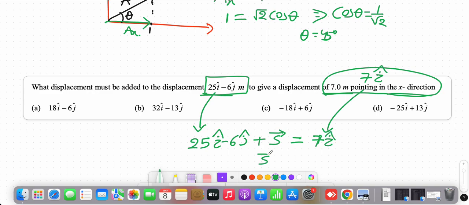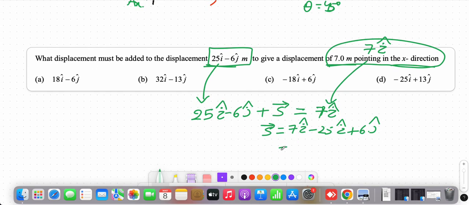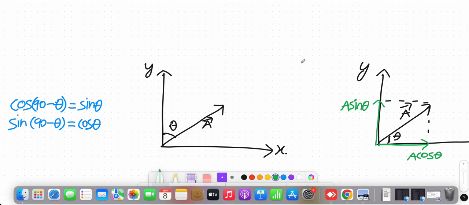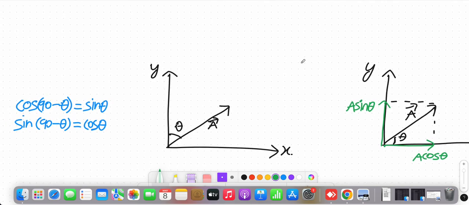So your answer should be 7 i cap minus 25 i cap and minus of minus, plus 6 j cap. So 7 minus 25 is minus 18 i cap plus 6 j cap, which is your final answer. Okay, great. Now let's come to a few more things.